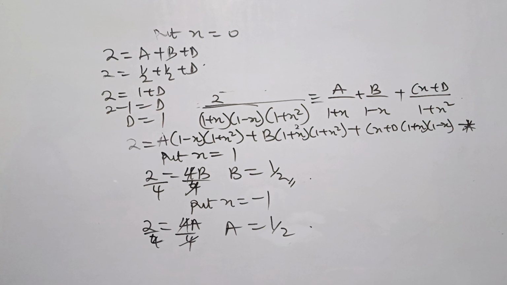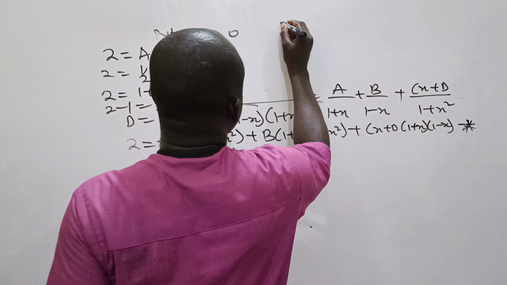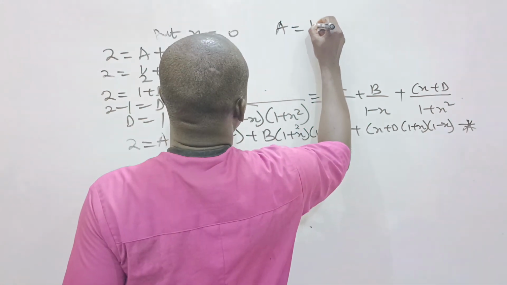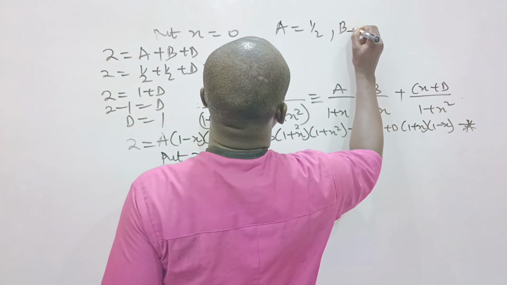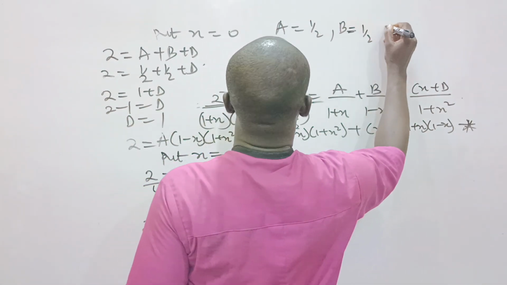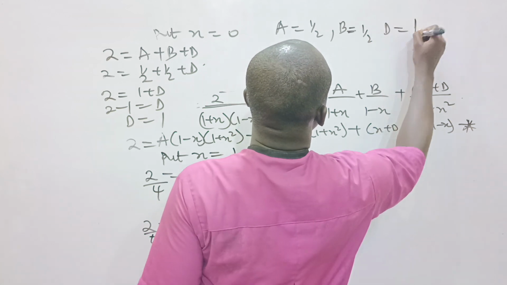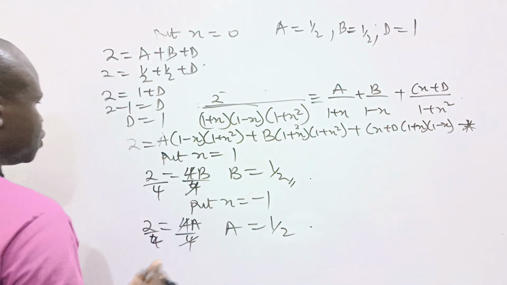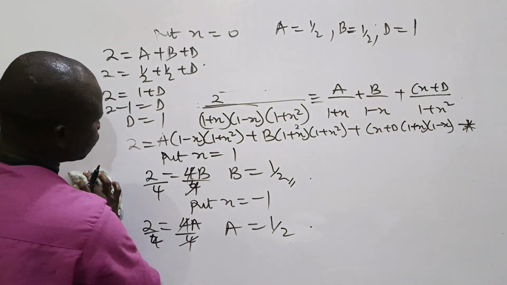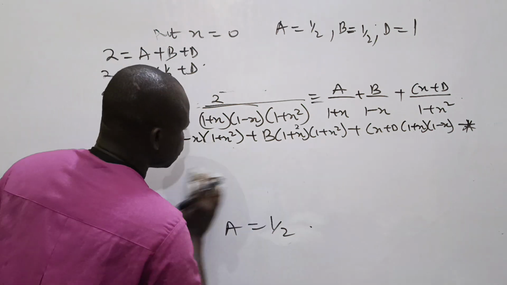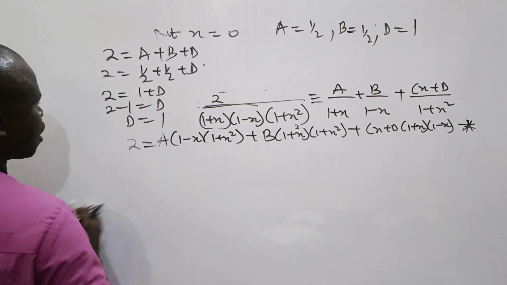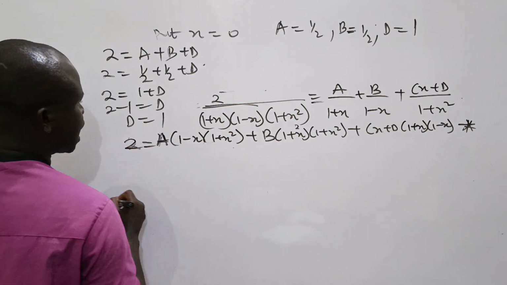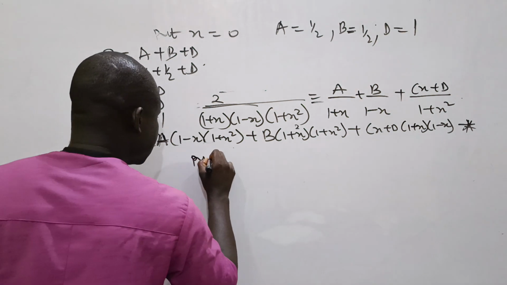So we have got the values of a, b, and d. a is equal to half, b is equal to half, and d is equal to 1. So we are left with the value of c. So what can we do? I can put s to be another value.